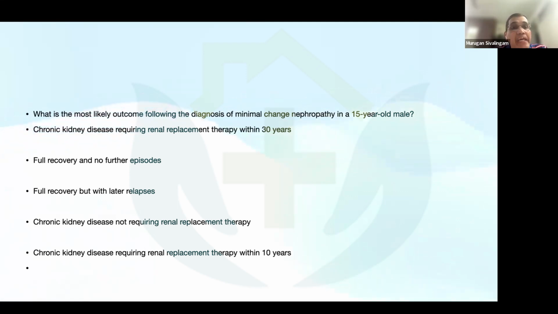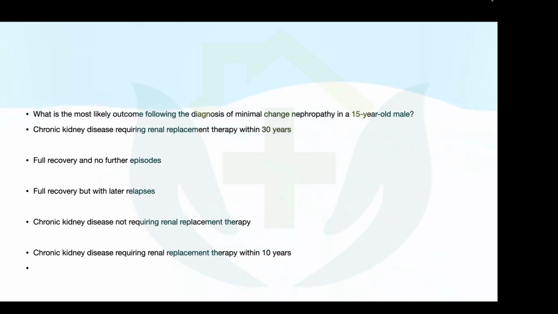You have a 15-year-old male who has presented with minimal change disease. Now, the question is, which of the following is the most likely outcome in a patient with minimal change disease? Number one, CKD requiring dialysis within 30 years. Number two, full recovery and no further episodes. Number three, full recovery with relapses. Number four, CKD not requiring renal replacement therapy. And number five, CKD requiring dialysis within 10 years. Relatively easy question, actually. Full recovery, with later relapses.